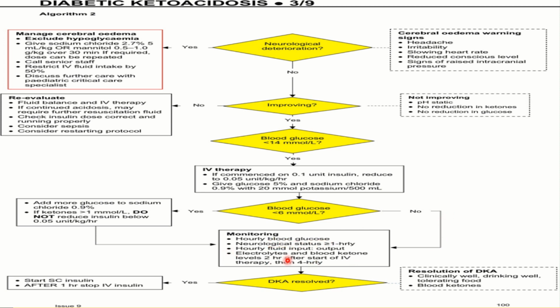Hourly you will check the blood glucose, the electrolytes, neurological status, and input and output, and then IV fluid. Everything you will check on a regular basis. And then you need to see if the DKA is resolved, if this condition is resolving. So how do you know it is resolving? The child will be clinically well, drinking well, tolerating food, and blood ketones will be less than 3. Blood ketones will come back to normal.